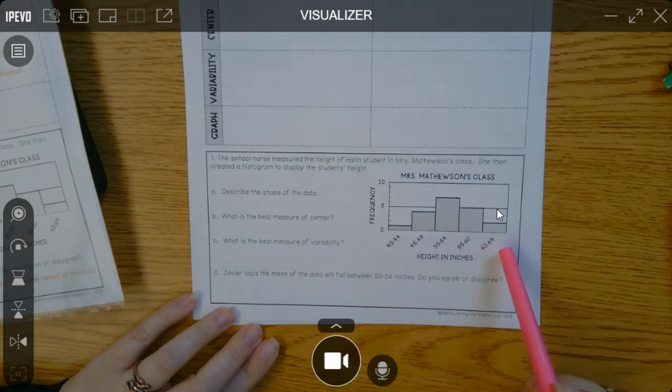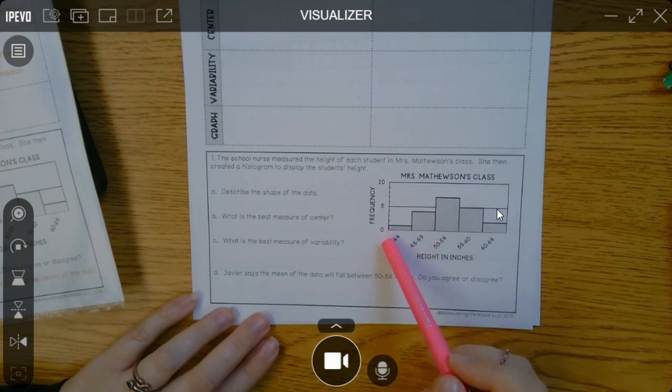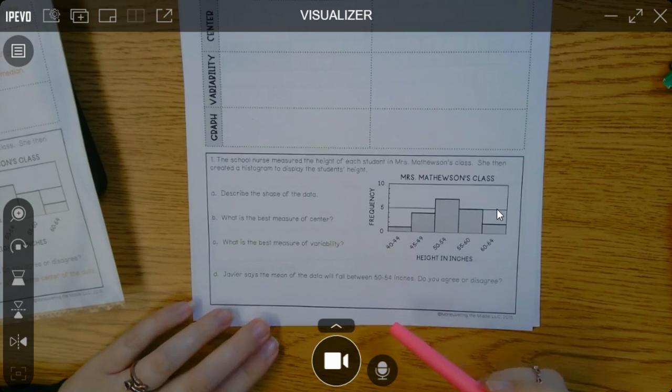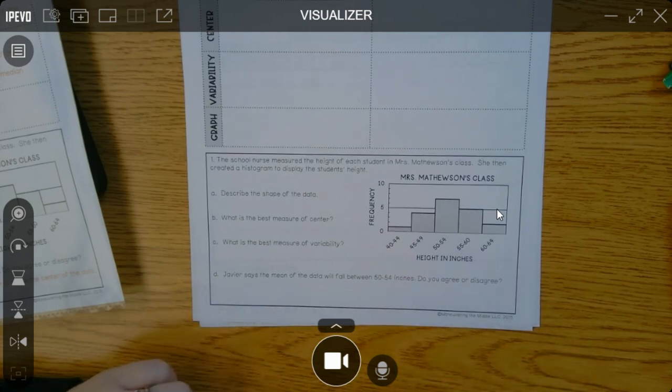Now, what sucks about a histogram is I don't know if anyone was actually 40. Maybe they're all 44. Maybe a few were 43 and 44. You can't tell exact specific heights, but you can at least see the ranges in a histogram.